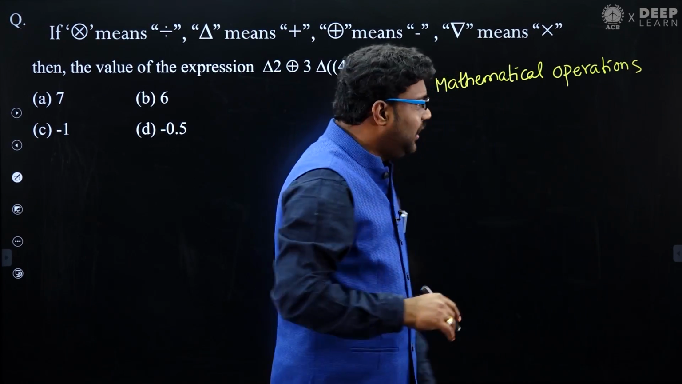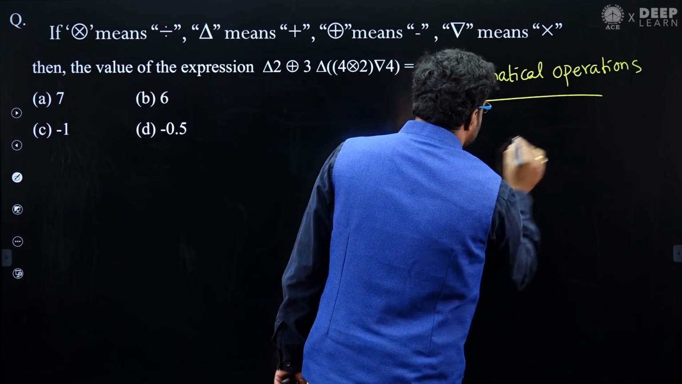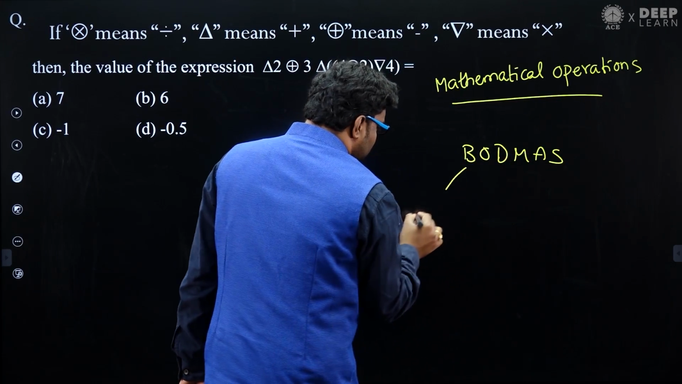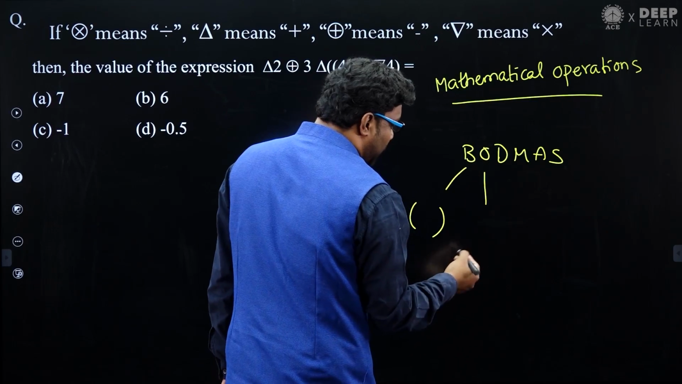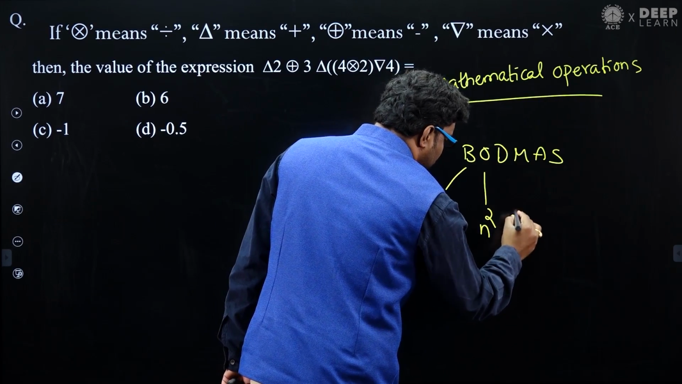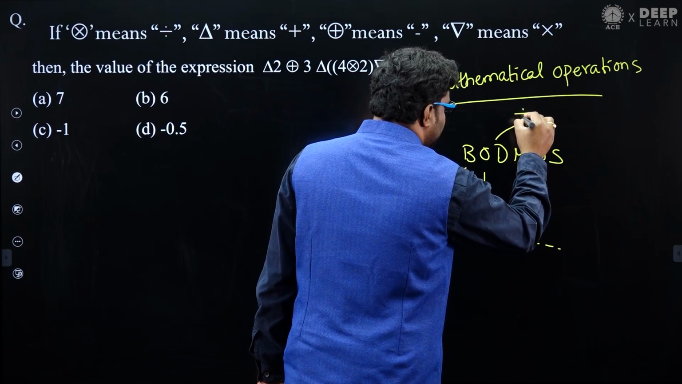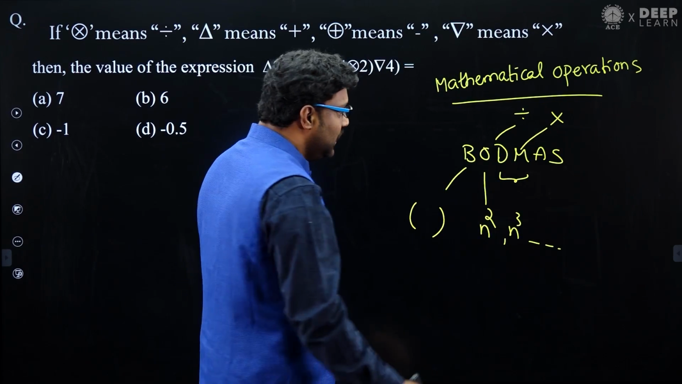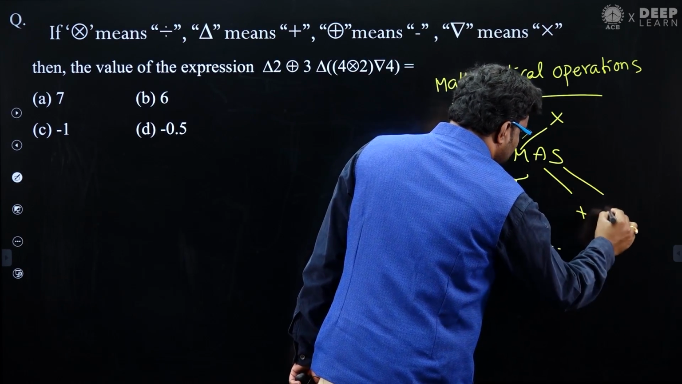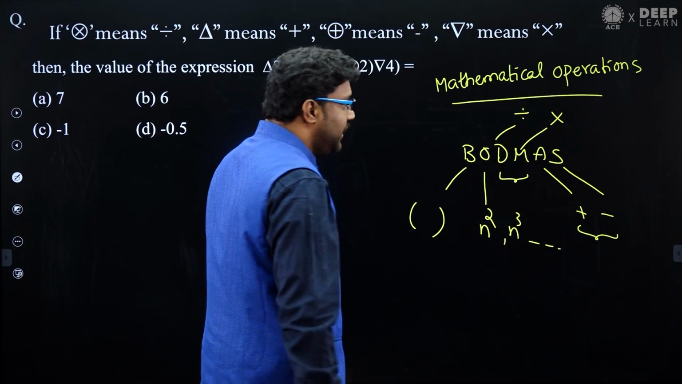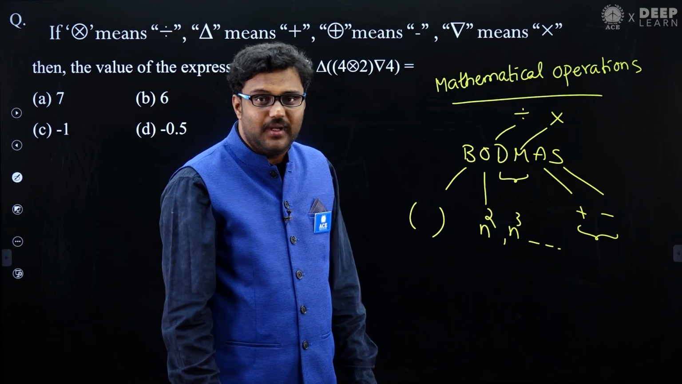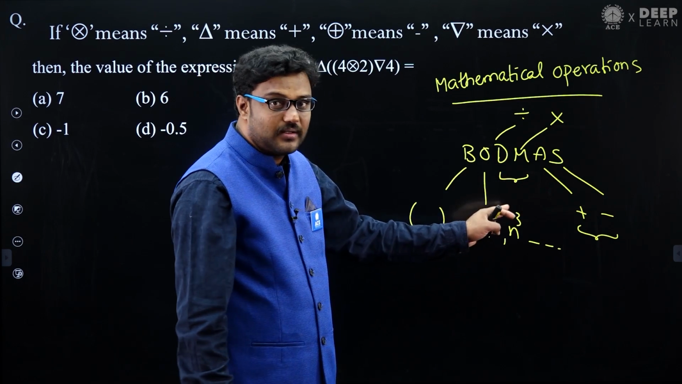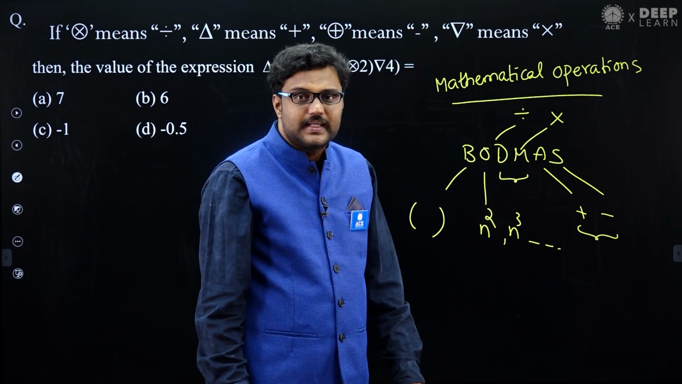In mathematical operations, when you have multiple symbols to operate at a time, we should use the BODMAS principle. This is related to brackets, this is related to orders or powers like square, cube and all. This is division, this is multiplication. Division and multiplication take the same priority. Addition and subtraction both take the same priority. So brackets, orders, division, multiplication, addition and subtraction.